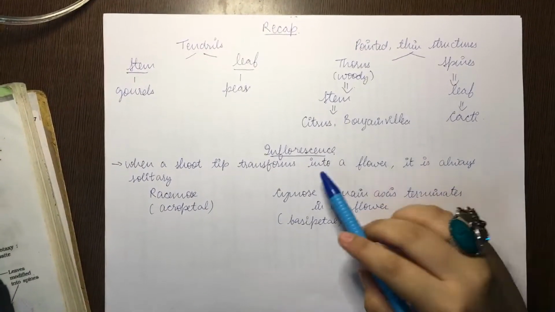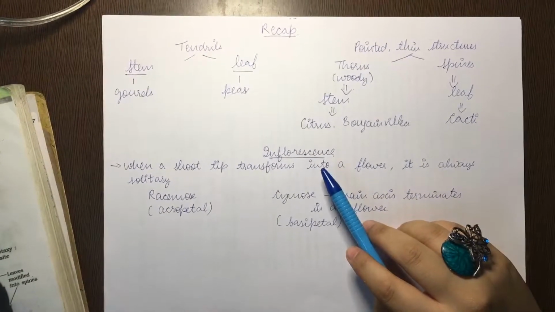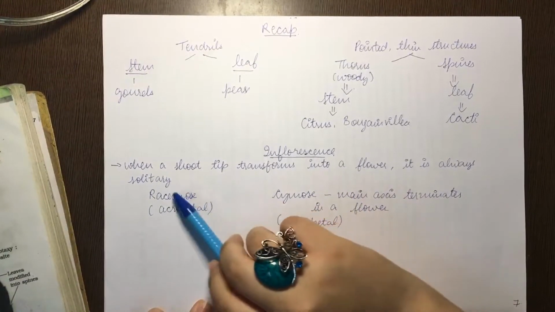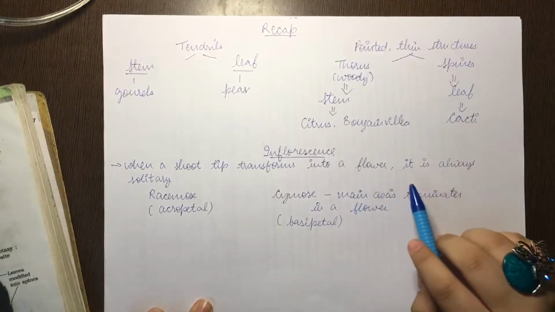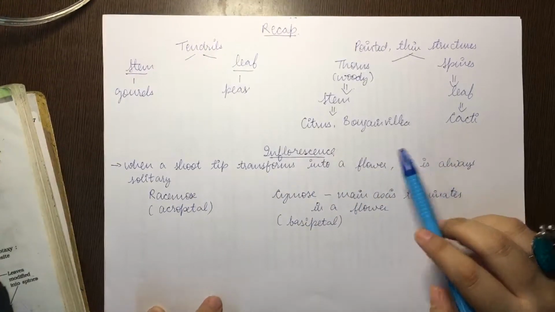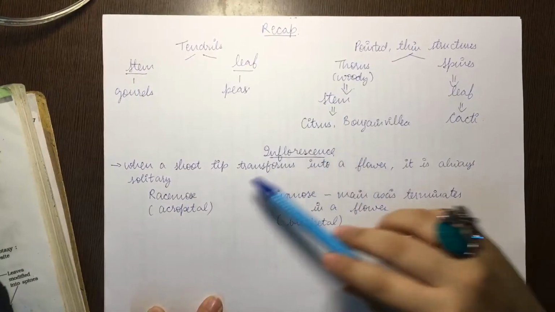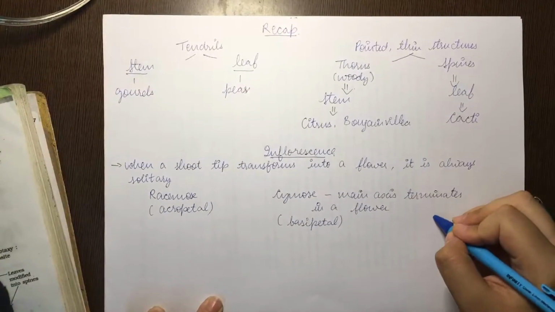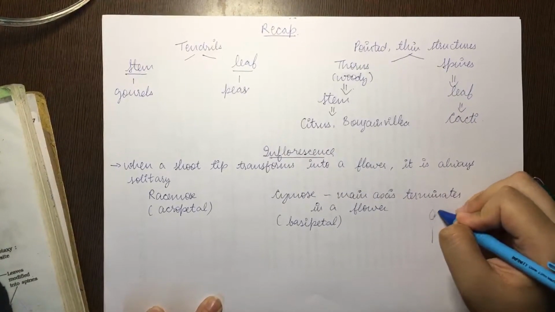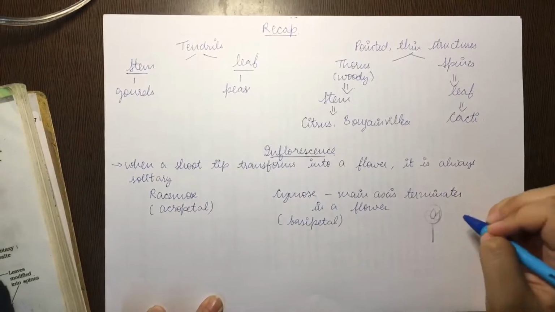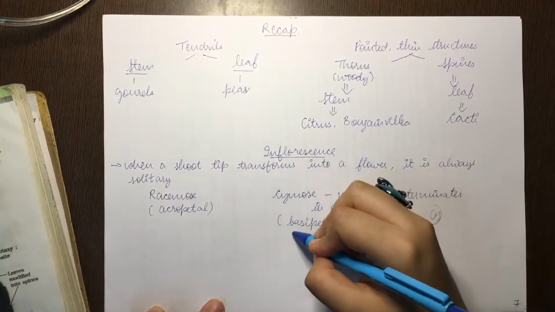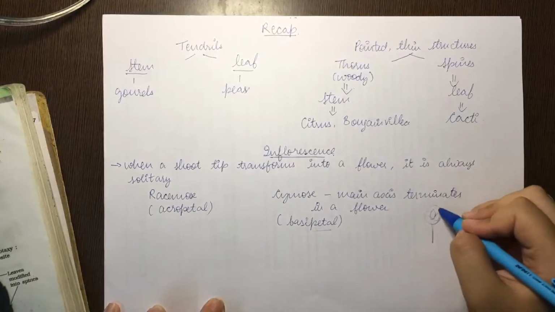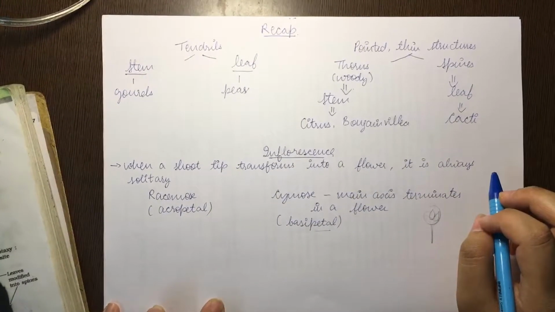Now we move on to inflorescence. It is just the arrangement of flowers on the axis. There's this line in NCERT: when a shoot tip transforms into a flower, it is always solitary. And inflorescence is of 2 types: racemose and cymose. Cymose is when the main axis terminates into a flower. Okay, just assume this is a flower. And it is basipetal. And racemose is when the main axis does not terminate in a flower.